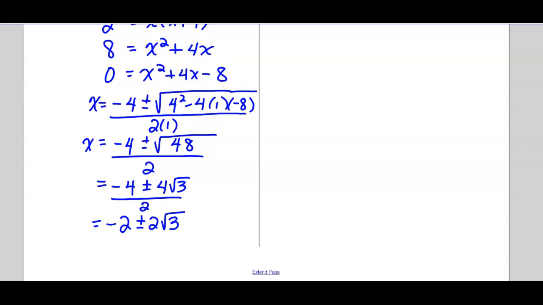Remember, 2 root 3 is going to be bigger than 2. So if I start with -2 and add 2 root 3, I'll get a positive. If I subtract, obviously it's going to be negative. So my solution is going to be the plus 2 root 3.